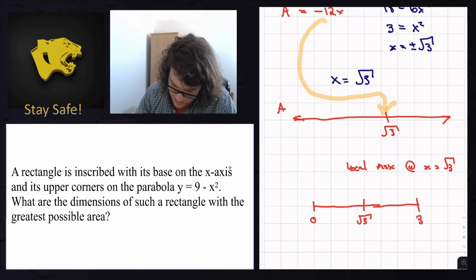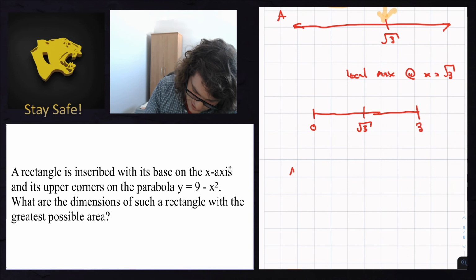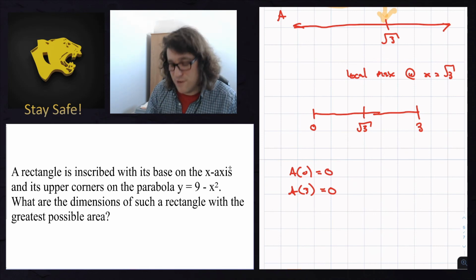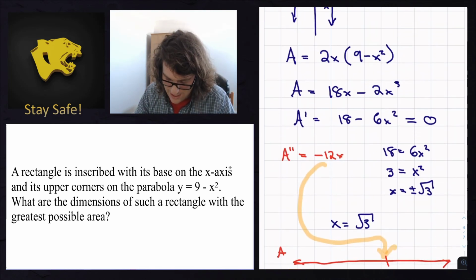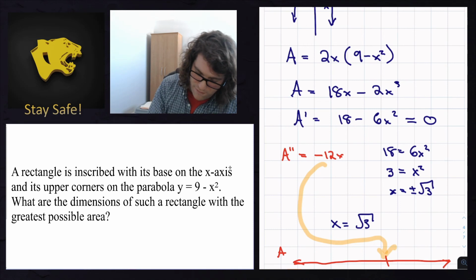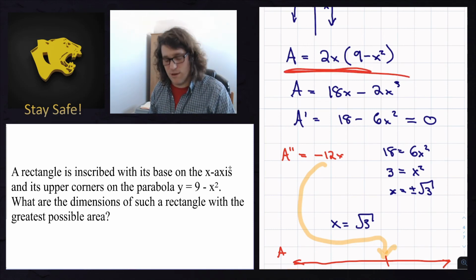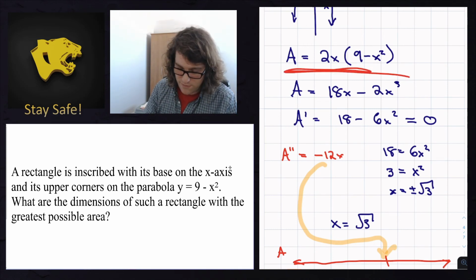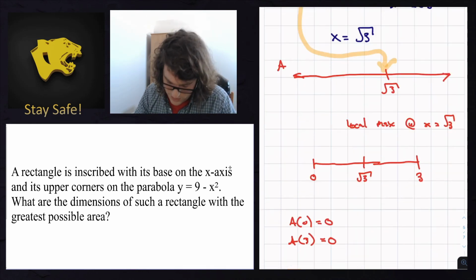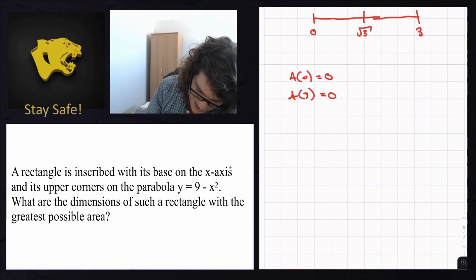So my boundary conditions, if I were to do basically what is A at 0, well, I get 0. What is A at 3? Well, I'd also get 0. Now, I did that visually, but we could test the actual equation as well. So if I test this equation and say, what happens when I put a 0 in there? Well, I get a 0. What happens when I put a positive 3 in there? Well, I get a 0 too. So those are both true like that.